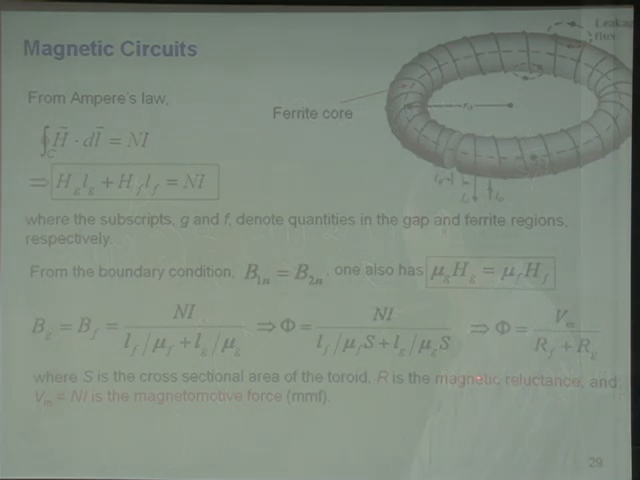OK, this is called magnetic reluctance, and then you can write everything into this simple compact expression. And this phi, I just told you, is an analogy to the current in an electric circuit. So voltage divided by R gives you the current.